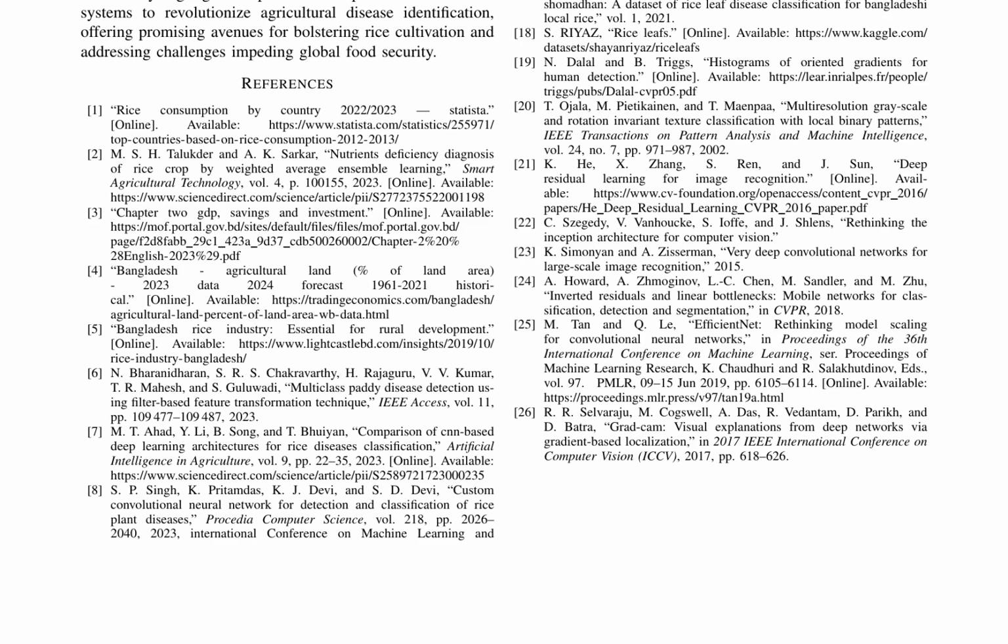Optimized CNN-based systems have the potential to address challenges impeding global food security by bolstering rice cultivation. The use of optimized CNN architectures, combined with appropriate feature extraction techniques and interpretability tools, can significantly enhance the accuracy and efficiency of rice disease classification.